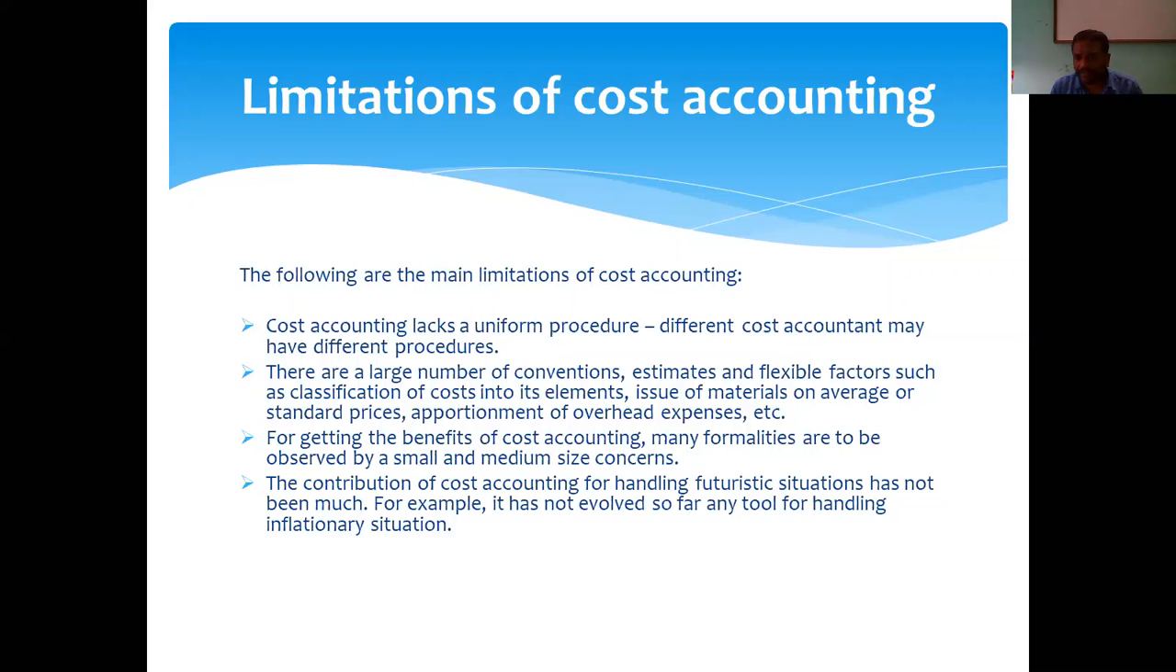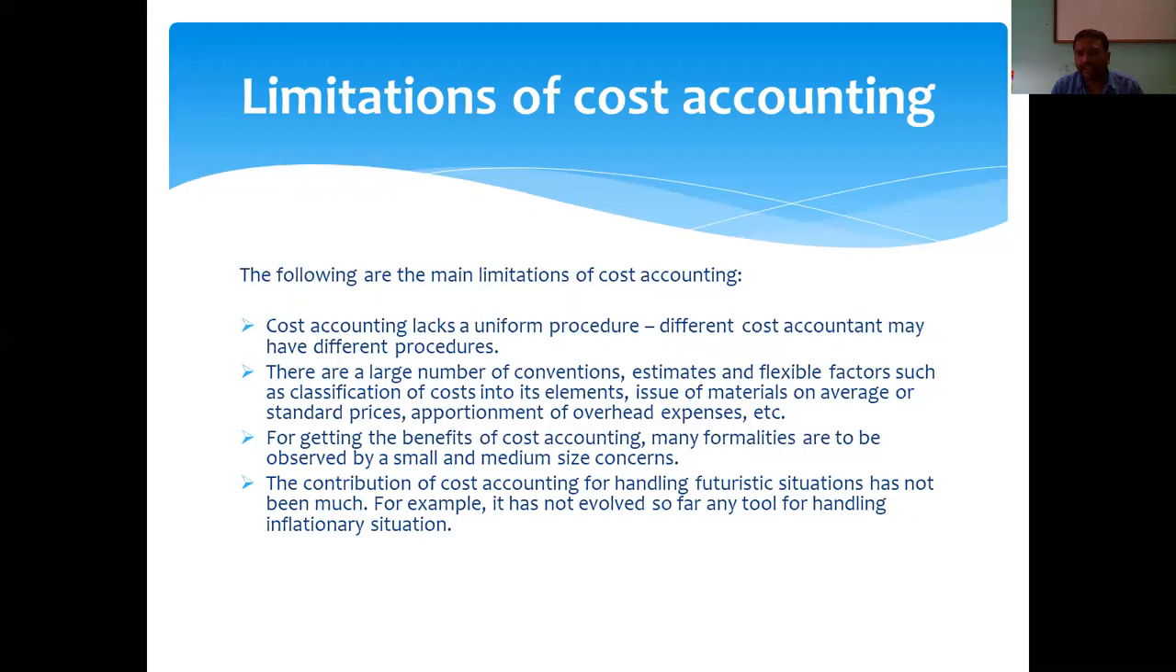And there are a large number of conventions, estimates, and flexible factors, such as classification of costs and limits, issue of materials and standard prices, apportionment of overheads and expenses. Here, a large number of conventions and factors, such as the classification of costs. In the next topic we are going to learn about direct cost, direct material, direct labor, indirect labor, direct expense, indirect expense. Like that, they have to apportion the expenses like fixed, variable, sunk cost, opportunity cost, and other costs. They have to know which cost falls under which category, and only then can they prepare it well.